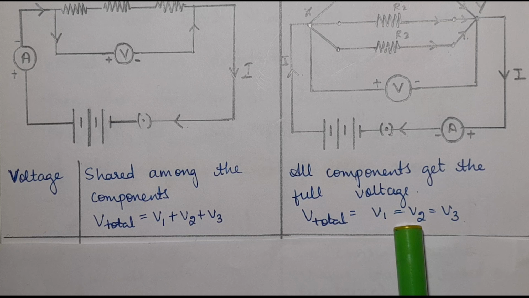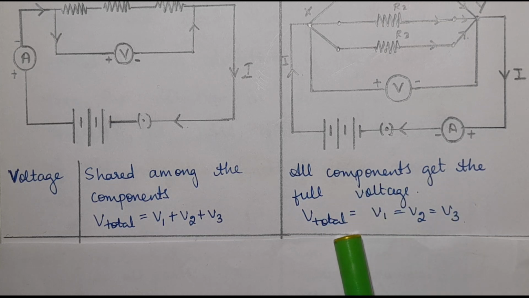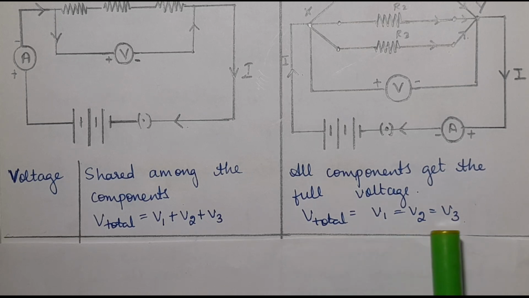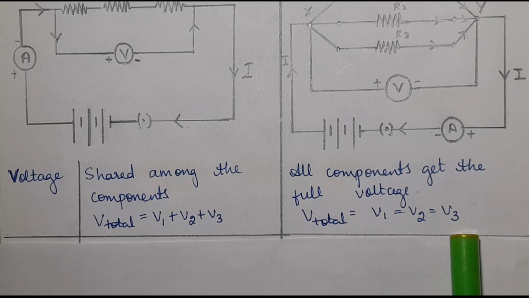Coming to the parallel circuit, here all the components will have the same voltage, which will be the same as the total voltage across the circuit. That is, V1 equals V2 equals V3. The voltage across the first resistor will be equal to the voltage across the second as well as the third. We have to remember this point. It's very important because we will be using this application while solving numericals also.